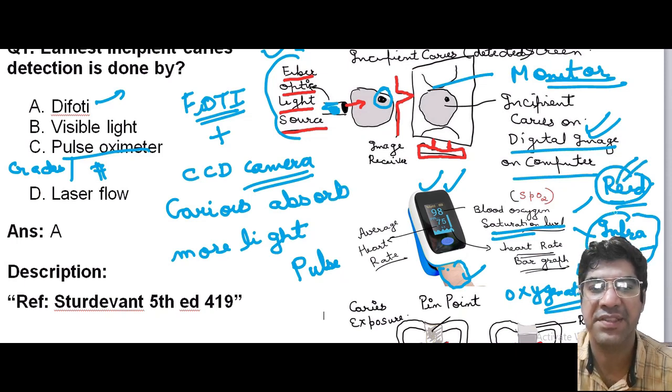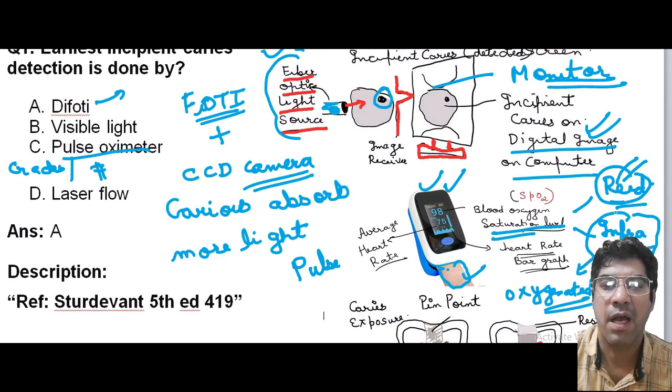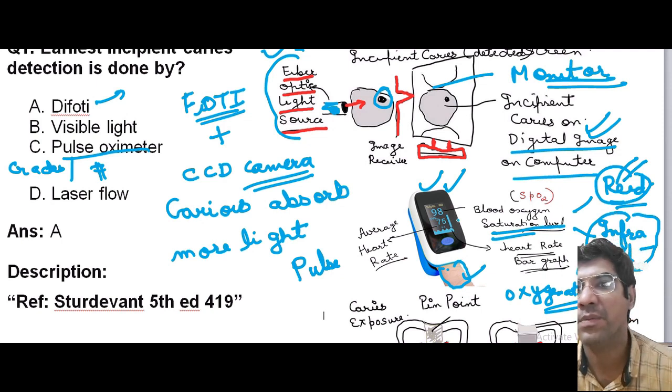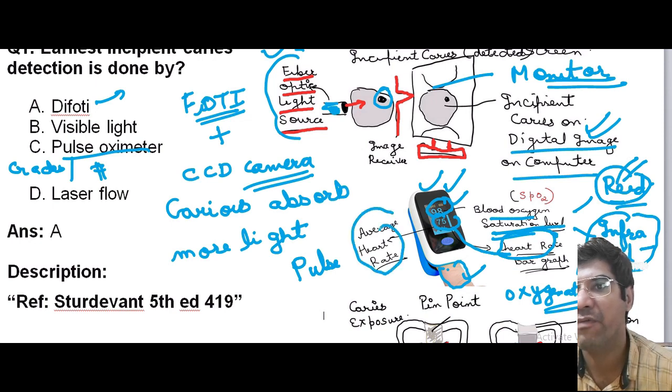So a photo detector on the opposite side of the light source measures the amount of red and infrared light that passes through the body part. The pulse oximeter will calculate the oxygen saturation level by comparing the ratio of absorbed red and infrared light to the total amount of light that is emitted. Apart from that, you can see on the pulse oximeter two readings, number one and number two. The first reading indicates blood oxygen saturation level, and the other reading is the heart rate. Along with that, you can see average heart rate and a bar, that is the heart rate bar graph.